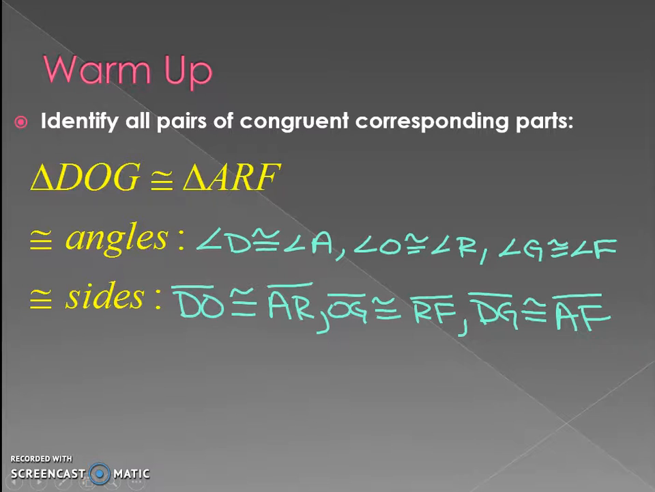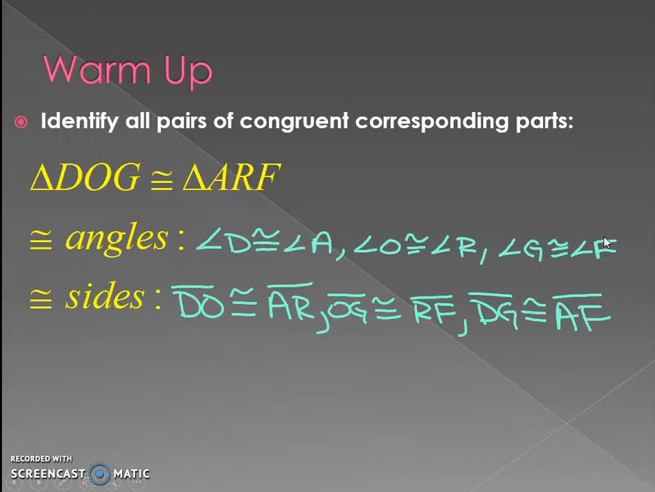So we're going to do a quick warm-up first. We have triangle DOG is congruent to triangle ARF. I want you to identify all the congruent angles and congruent sides. So I wanted to show you that if you want to do that, you're going to write angle D and angle A. They are the first letters. Those are congruent to each other. They're corresponding. O and R are congruent to each other. G and F are congruent to each other.